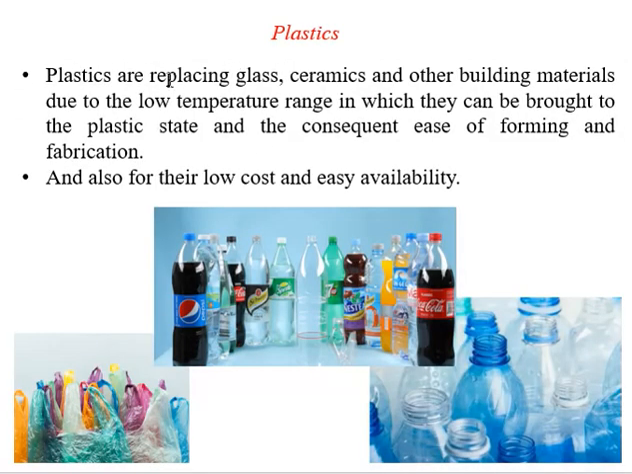Next, plastics are replacing glasses, ceramics, and other building materials in our day-to-day life. Why? Because of the low temperature range in which they can be brought to the plastic state. In comparison, ceramic and glass need very high temperature to be brought into a liquid state. They need to be brought into a furnace at a temperature of near about 500 to 600 degrees Celsius or sometimes more. So in order to bring them to the molten state, the temperature needs to be quite high.